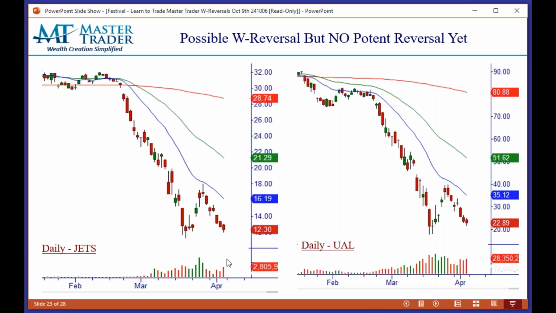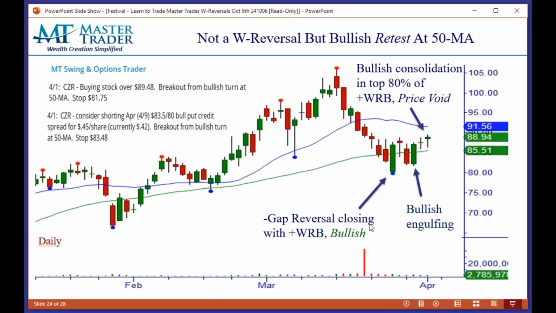Same period, Jets got slammed, W bottom on the sector ETF, W bottom here on UAL. Same discussion. Where do you feel confident? My answer is I don't know yet. I need more information on both these charts because this could keep just drifting lower. But this one, at least UAL, is showing a little relative strength to the sector because it appears to be forming a higher low.